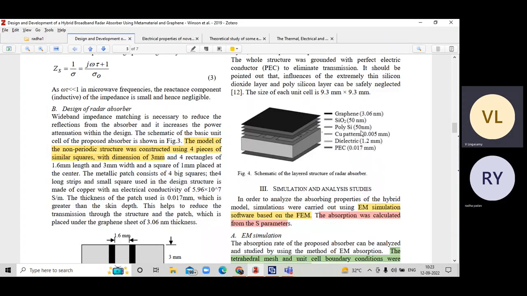Actually, in general we don't use FR4 for higher frequencies. But the thing is, it's for R&D purposes only. They have also used some materials, graphene, silicon oxide, and polysilicon. Maybe those are playing the major role there, and this is for the supplement kind of thing. So there is no harm in using FR4 for the higher frequency.